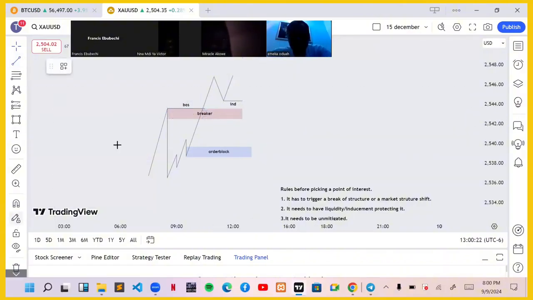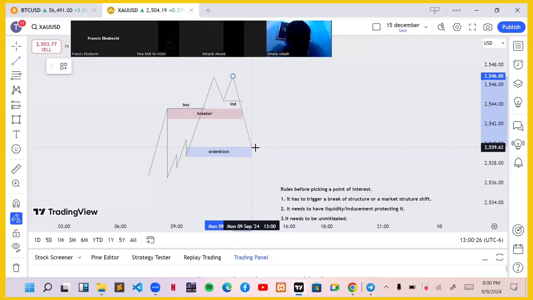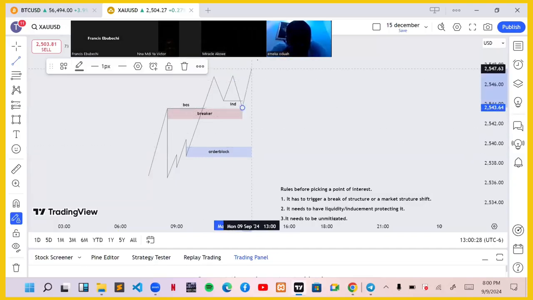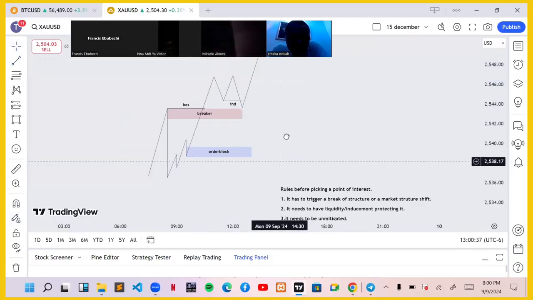That was why, when the market comes here to eventually sweep this inducement, it will not buy from this order block. It will buy from the breaker block. Why? Because the breaker block is the point of interest closest to liquidity, and it matches all four rules in picking a point of interest.